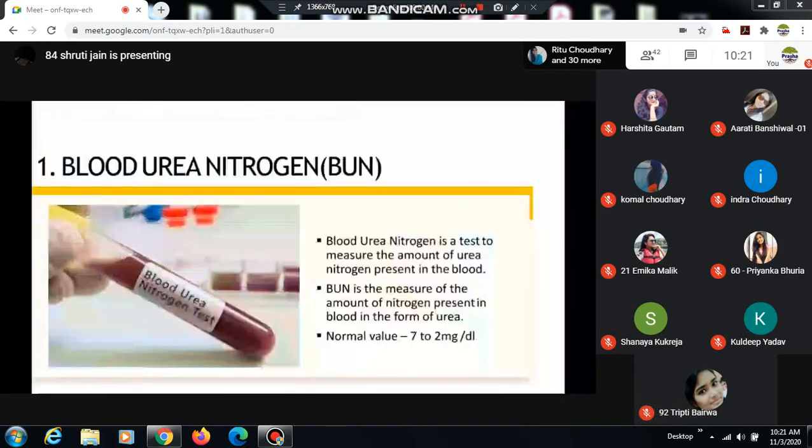First, we will discuss blood urea nitrogen. Blood urea nitrogen is a test to measure the amount of urea nitrogen present in the blood, that is, the amount of nitrogen present in the blood in the form of urea. We do the blood urea nitrogen test to know the amount of nitrogen in blood in the form of urea. Its normal range is 7 to 20 mg per deciliter.